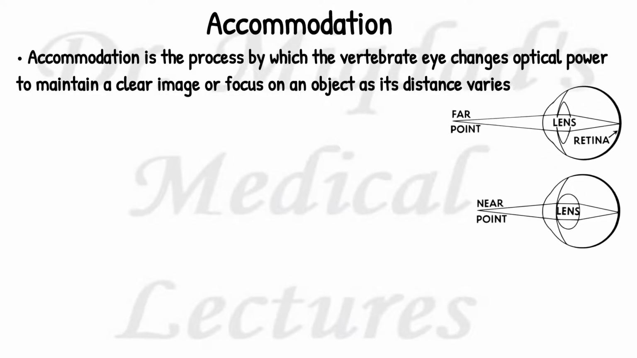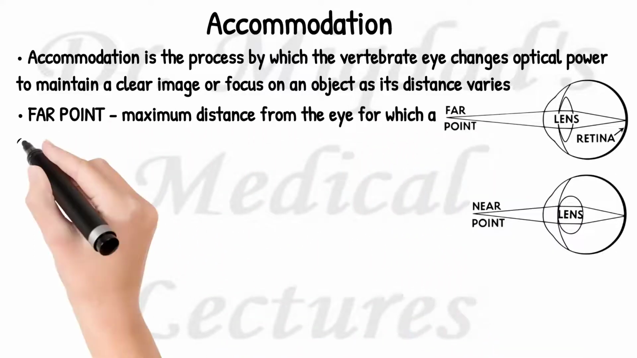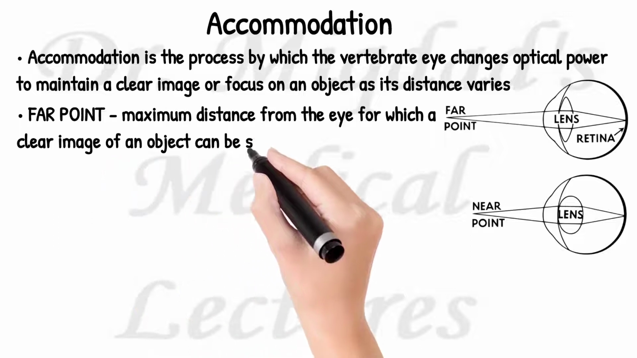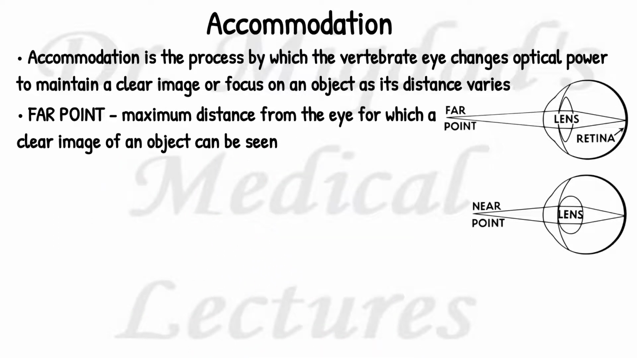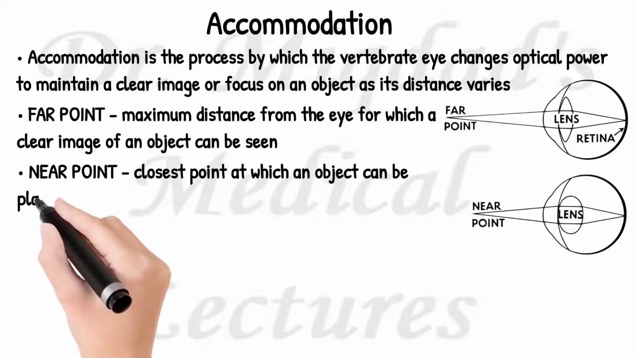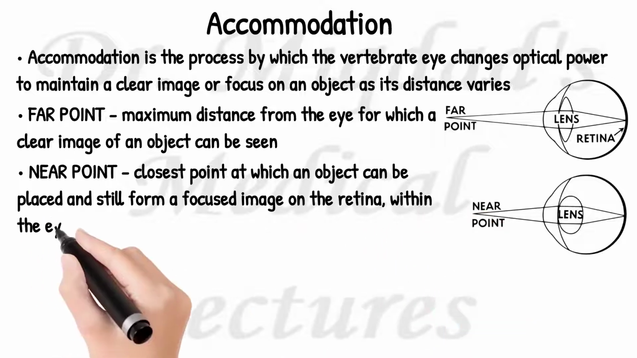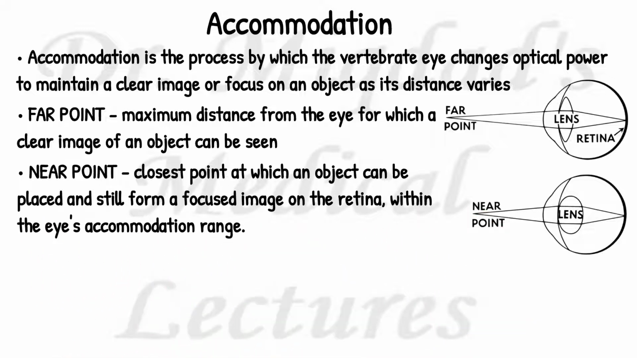Now, the maximum distance from the eyes for which a clear image of an object can be seen is known as far point, and the closest point from the eyes at which an object can be placed and still form a focused or clear image on retina is called near point.